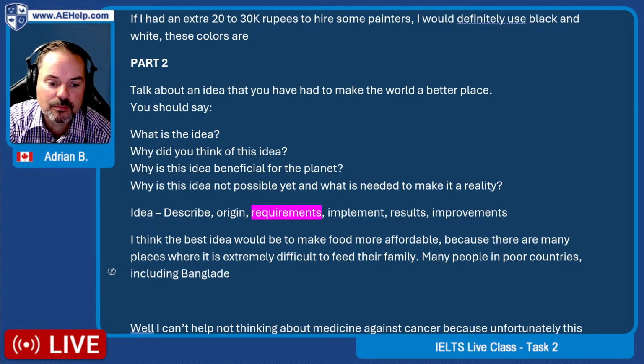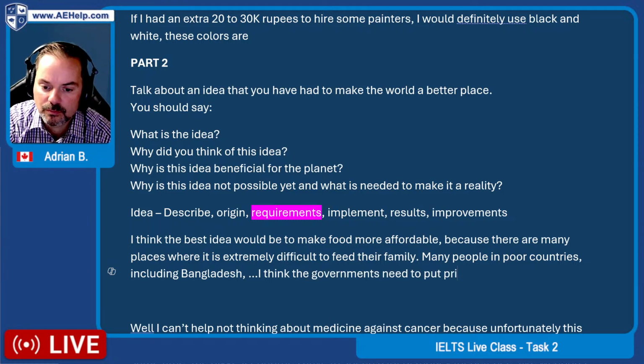It might hurt some food sellers, but I think in the long run it will help everyone, because the person who is selling the food can also buy food at a cheaper price as well. So this kind of rules and regulation will be beneficial for everyone.